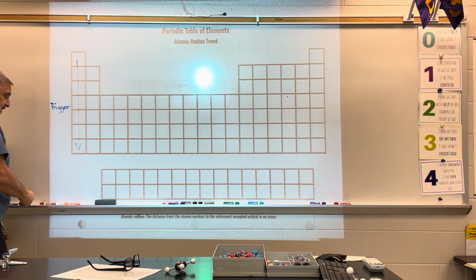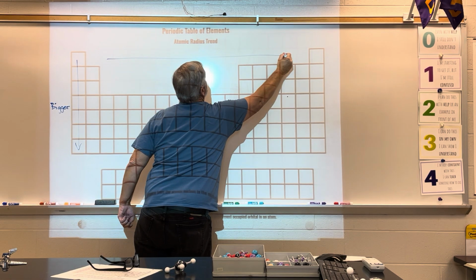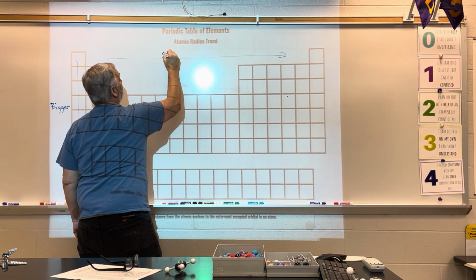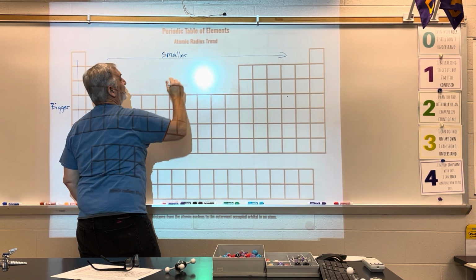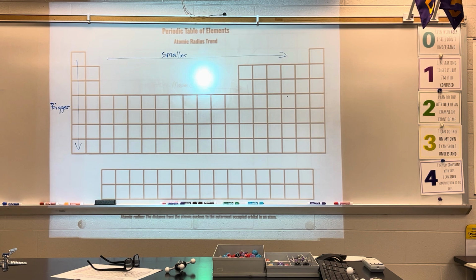Now, what about left to right? If you go right, it gets smaller as you go right. Smaller left to right. But why? Like you said, it adds more protons, and the positive charge makes the negative electrons come further in.